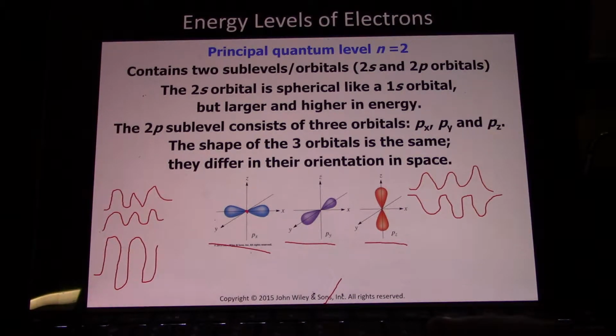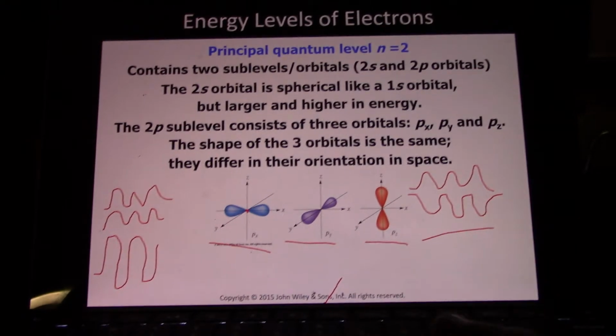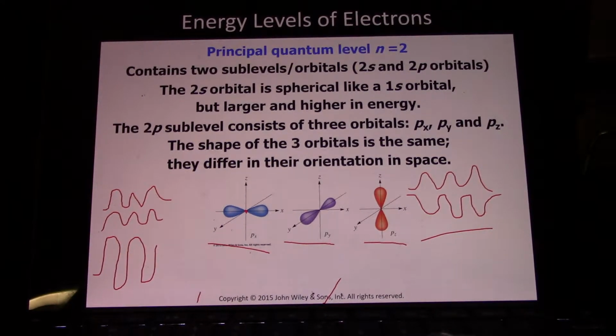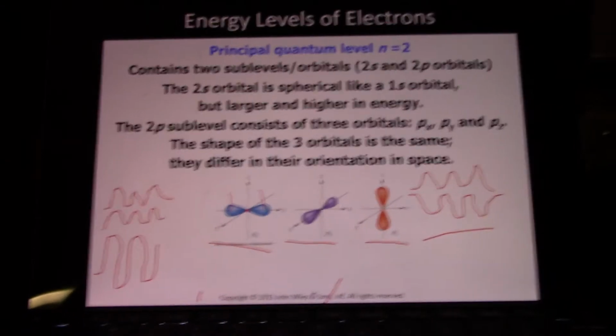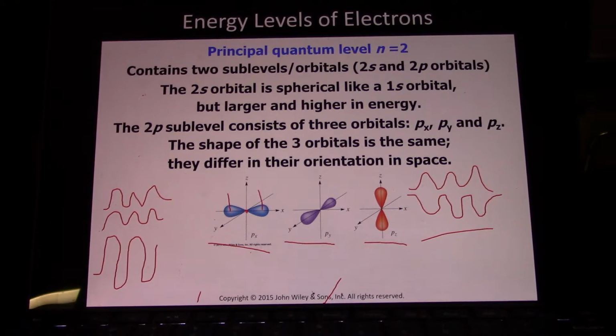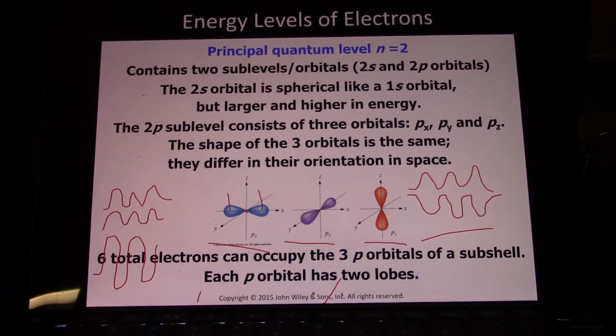So if the wave is exactly opposite, it'll cancel out and you will have no sound. Or in this case, the wave destroys itself and you cannot find the electron at the node. So you can find the electron in here or in here, but you will never find the electron at the node because the wave properties are in the destroyed state. So you can have 6 total electrons in a p sublevel because there are 3 orbitals in a p sublevel, and each orbital can contain up to 2 electrons as long as the electrons have opposite spin.